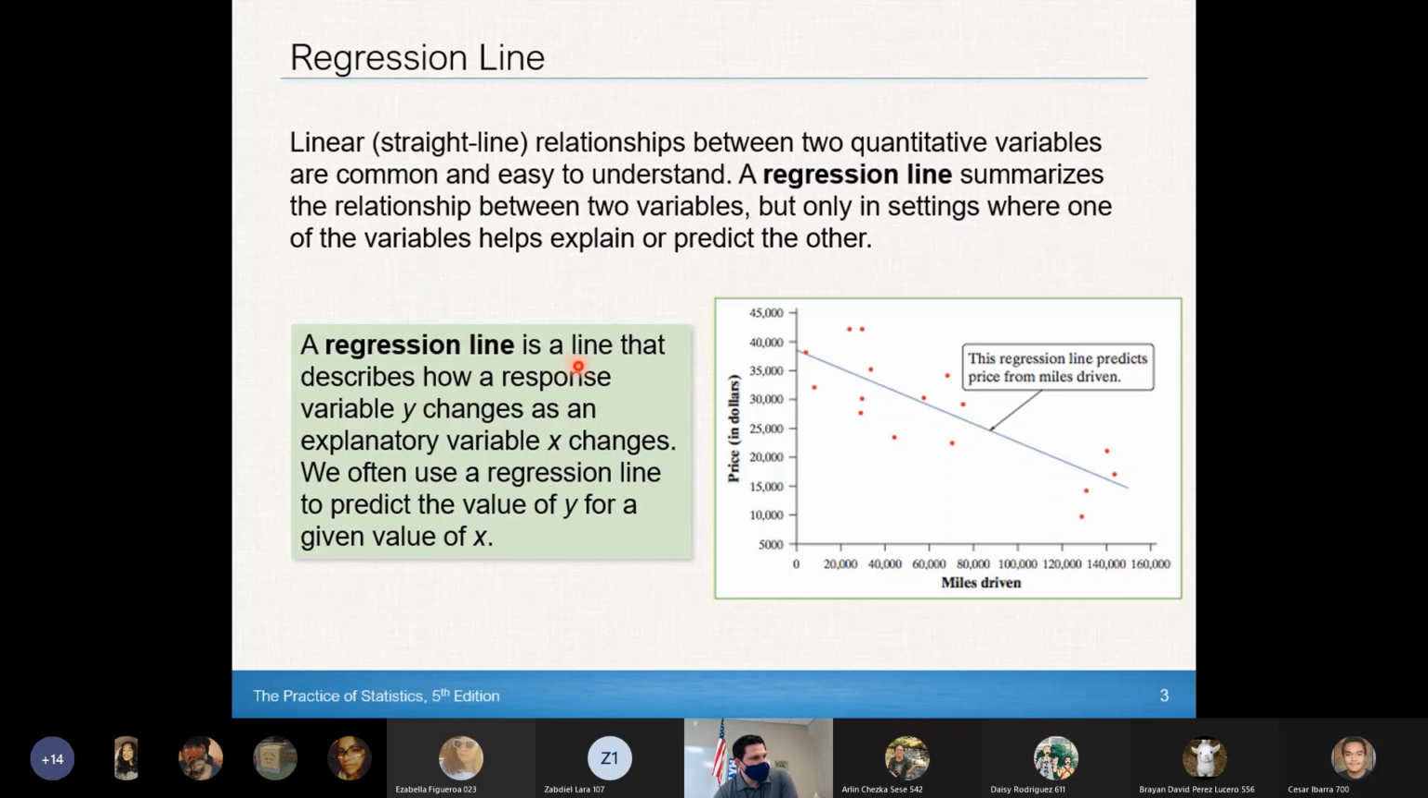A regression line is a line that describes how a response variable y changes as an explanatory variable x changes. We often use a regression line to predict the value of y for a given value of x. Again, we have an example here. This has to do with the value or price of, I think, a Ford F-150 based on the number of miles it's been driven.